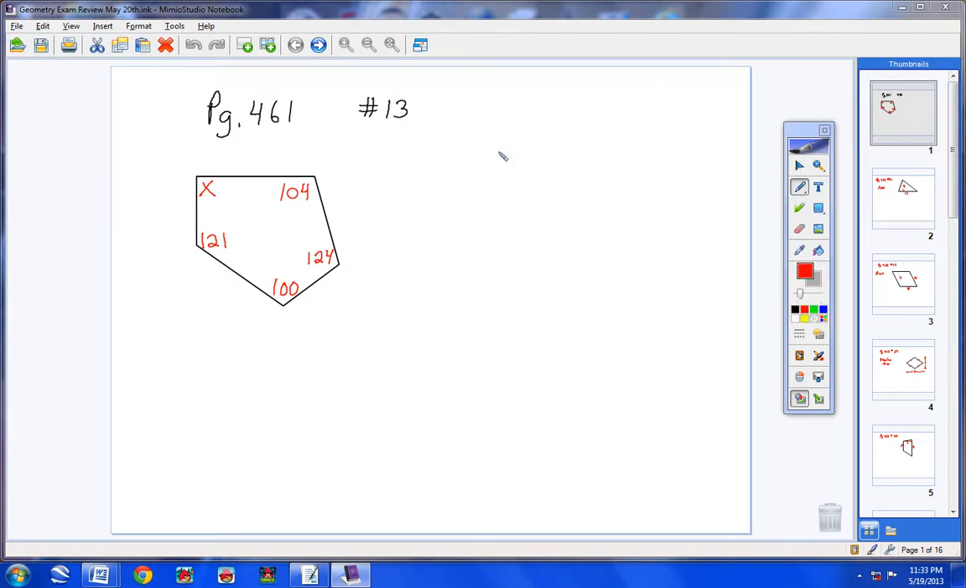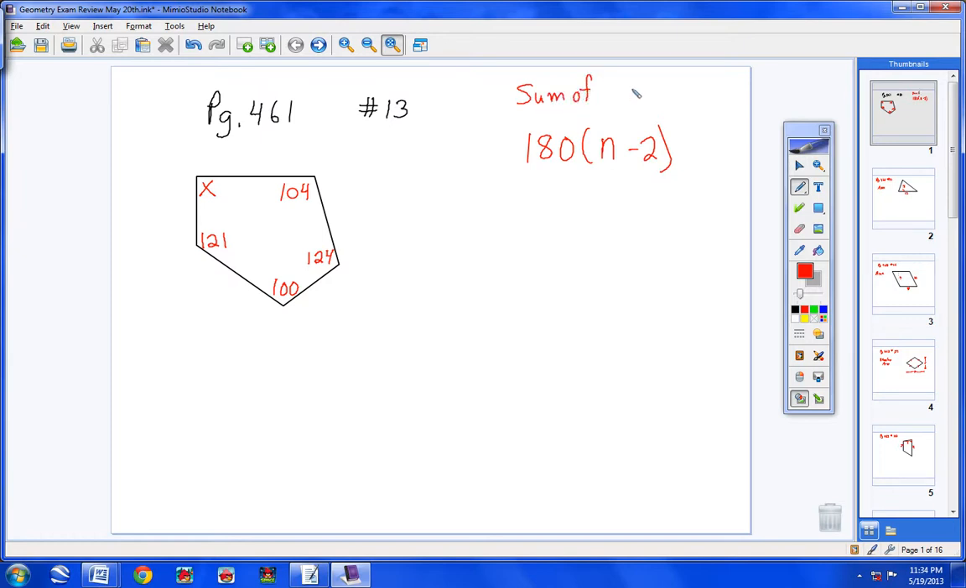Every formula that you need for the test, like this one here, I think it was 180(n minus 2). That's the formula for the sum of interior angles. So you'll need that for this problem, because you see, Tara, on the test on Thursday, I might not give you one that has 5 sides. The one I give you on the test might have 6 or 4 or 7 or 8, okay? So you need to know this formula. Okay, page 461, number 13, find the measure of angle 1, or in this case, I called it angle X.